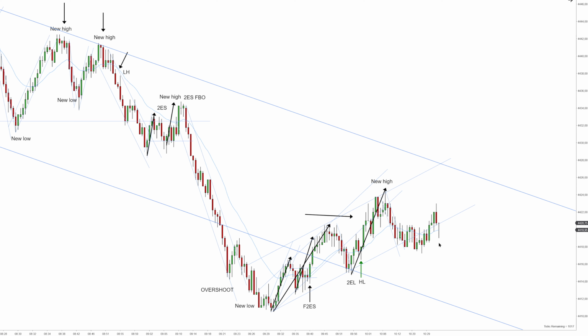So this is a failed second entry short. We're back above the EMA, and this is a great high probability setup. I wasn't so sure here when I was watching this live. I should have taken this. I just didn't react quickly, and I didn't change my mind quickly.